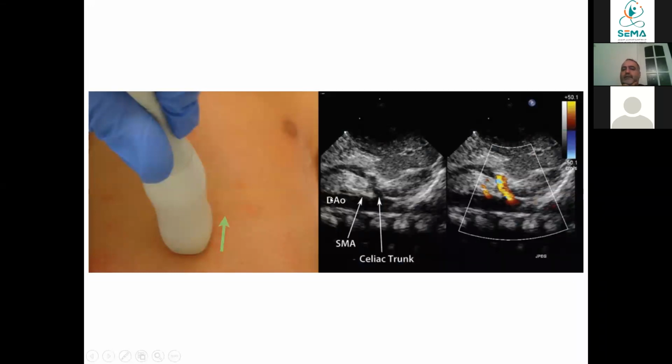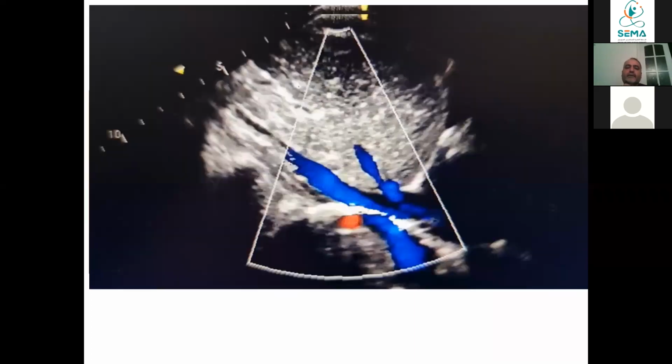This is the descending aorta and celiac trunk, and this is another view for how to obtain it. As you see, when we did the situs, the marker was to the left, but just rotate it to 12 o'clock, and you will see the abdominal aorta. You see it. You do the CW and see how the flow is going.